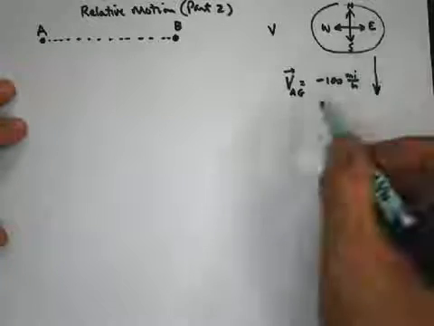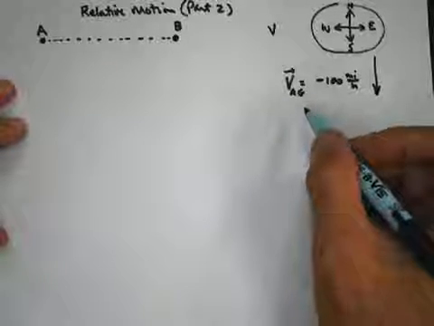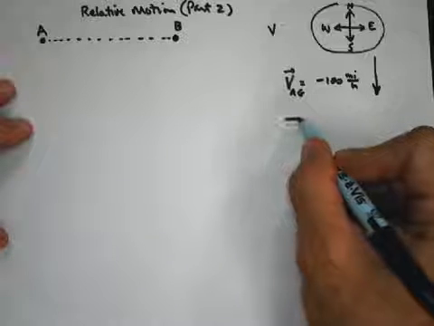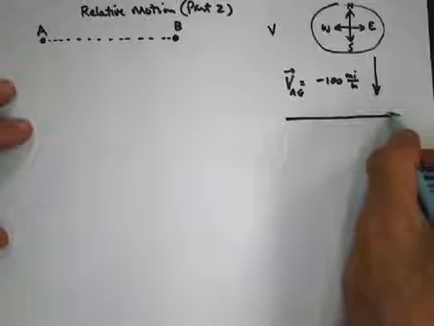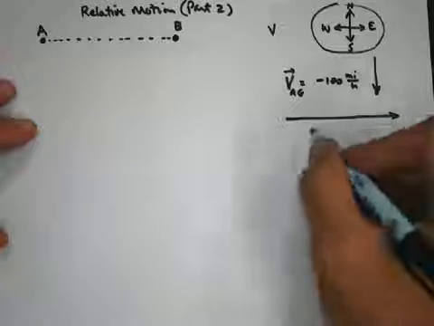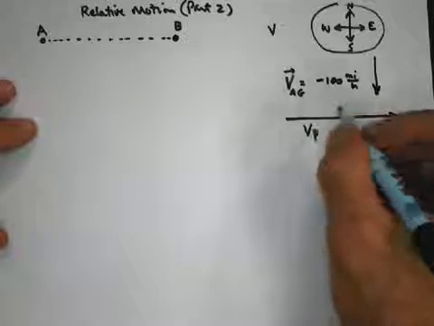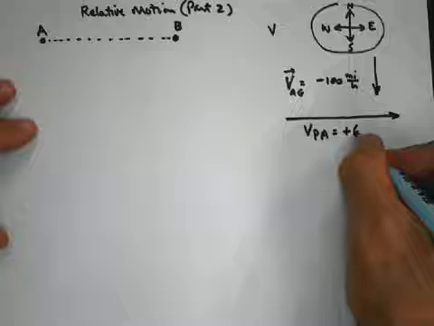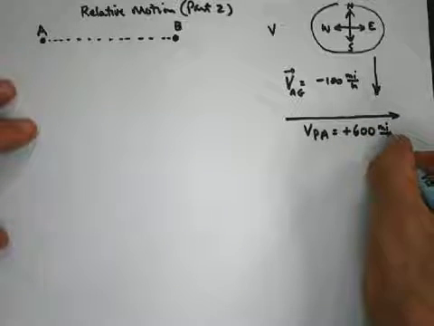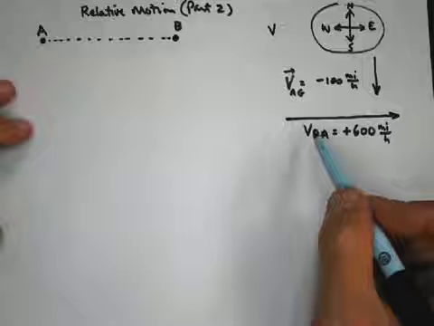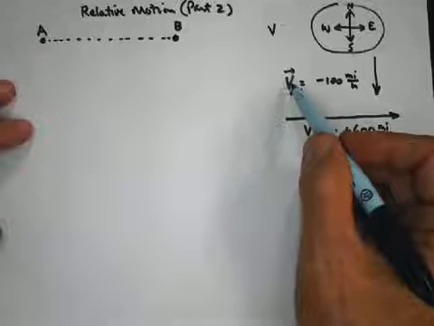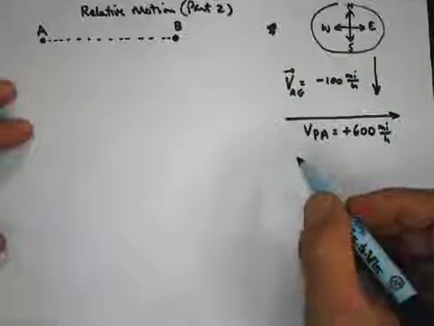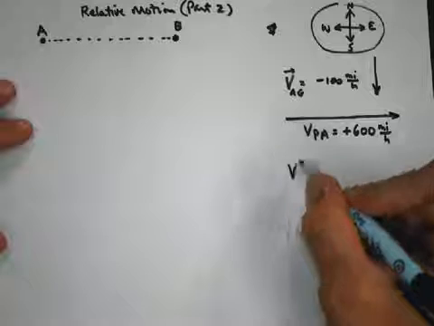And we also have the pilot, who sets the speedometer at 600 miles per hour, and the speedometer reading is relative to the air. So the velocity of the plane with respect to the air, going to the right, we can call positive, would be plus 600 miles per hour. So we have the velocity of the plane with respect to the air, and the velocity of the air with respect to the ground. Let's say we want to find the velocity of the plane relative to the ground.